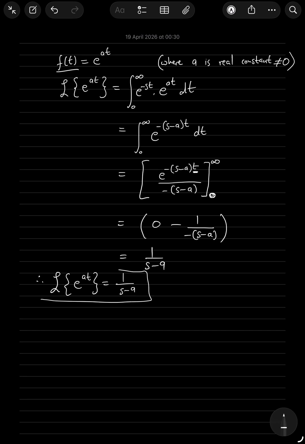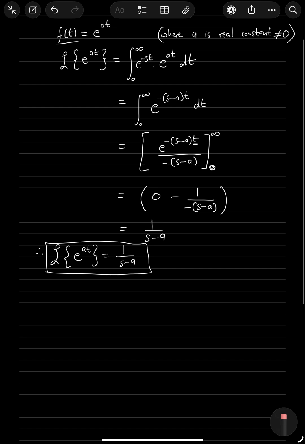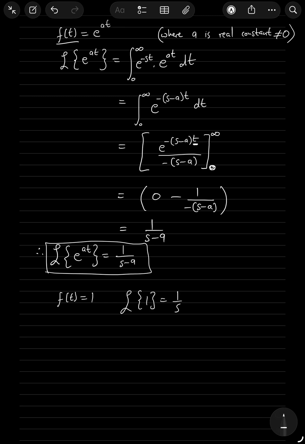Also, this one is very important. You have to remember this one, because we'll be applying these different types of Laplace transform when you're solving problems. And earlier I mentioned that when f of t is equal to 1, then the Laplace of 1 we said is equal to 1 over s, right?